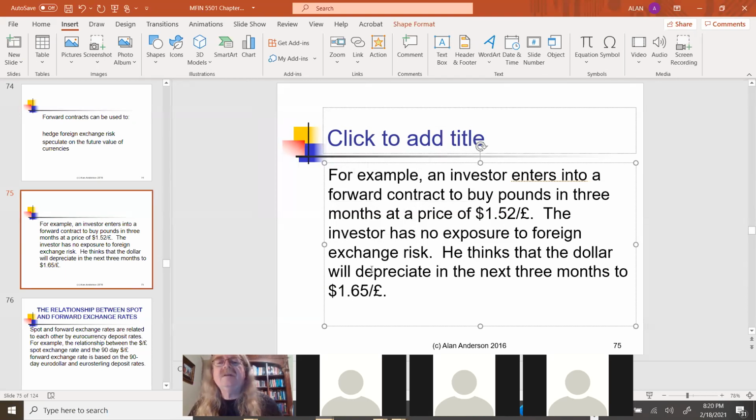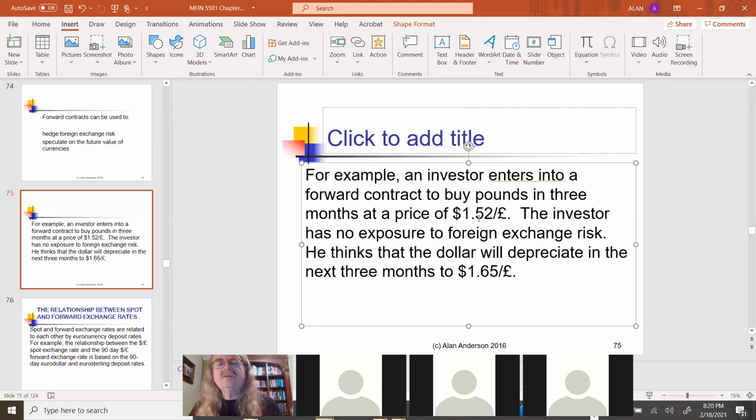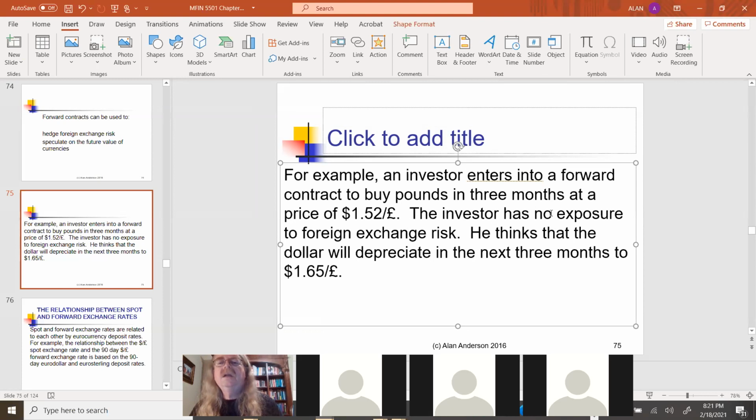Because here's what's going to happen. This is what he's hoping to do. Let's say he enters into the contract at $1.52. He's obligated to buy them for $1.52, but he really believes the dollar's heading down. And in 3 months, he thinks it'll be at $1.65 per pound. Now, how does this help him? Okay. So he enters into a contract. Oh, I forgot to mention the amount. Let's say 100,000 pounds.